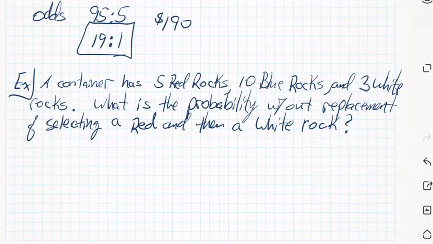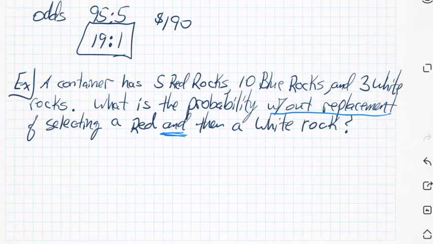All right, so a container has 5 red rocks, 10 blue rocks, and 3 white rocks. What is the probability without replacement of selecting a red and then a white rock? So here, you have to remember these things. Order is really important. So we're going to deal with this and with multiplication, and then we also have to deal with without replacement. So basically we take the rock out and leave it out of the container.